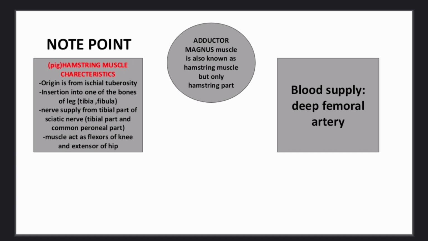First one is origin. A true hamstring muscle should originate from the ischial tuberosity itself. As we discussed, the biceps femoris, semitendinosus, semimembranosus, and the hamstring part of the adductor magnus all originate from the ischial tuberosity. Therefore, they are included in the hamstring group.